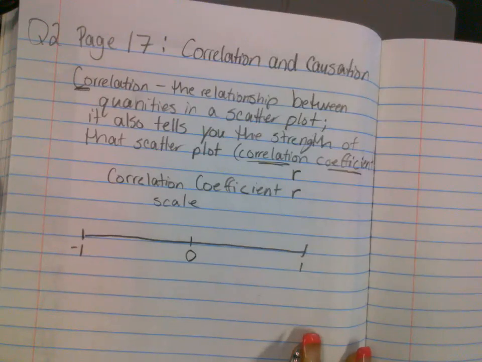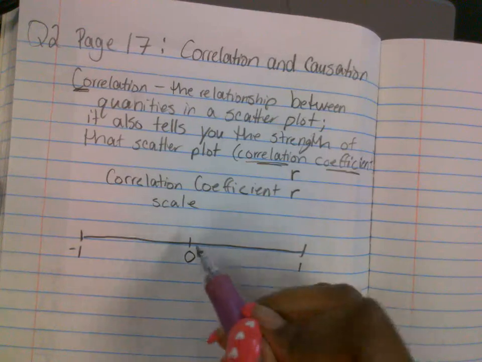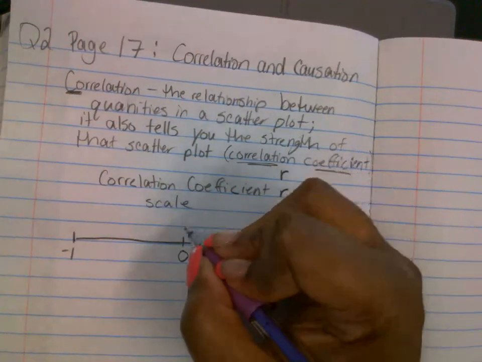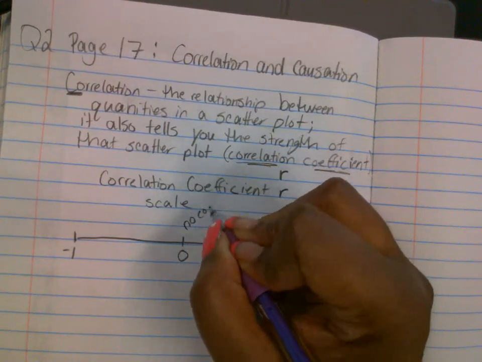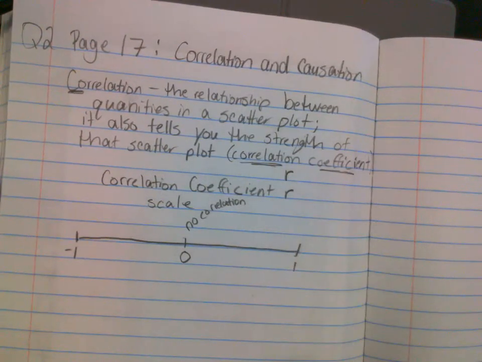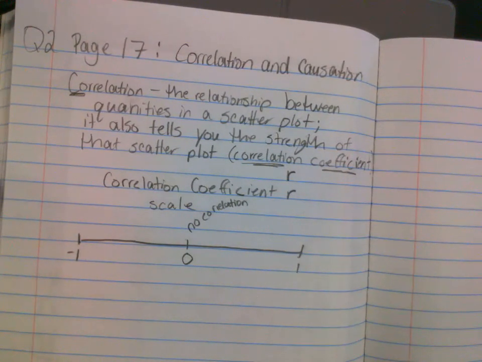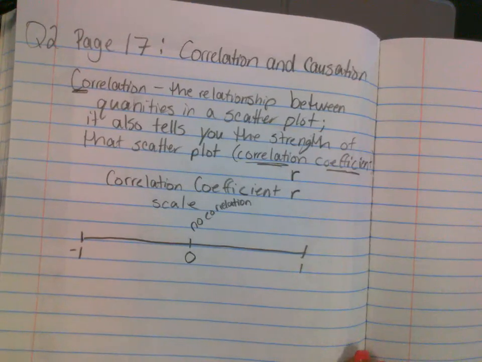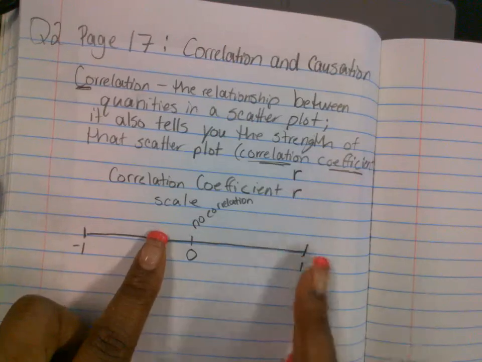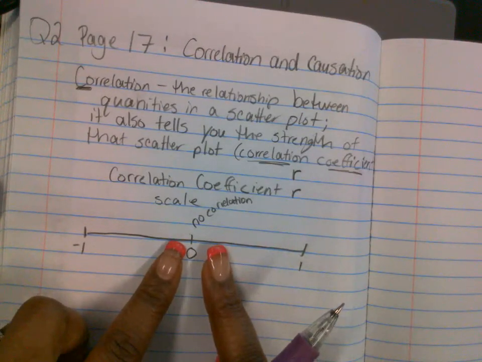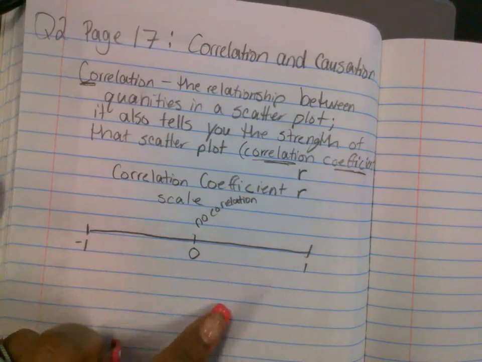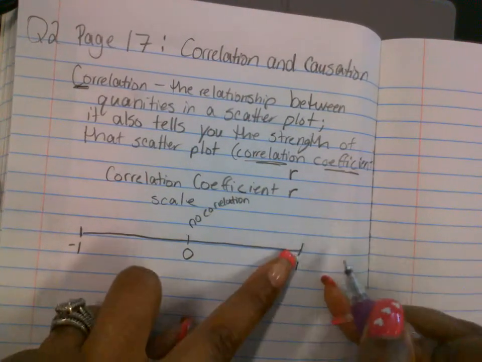All right, so I'm going to start with 0 in the middle. 0 in the middle means that there's no correlation. None whatsoever. So if your R is 0, it's absolutely no correlation at all. The closer your R gets to 0 makes it a weaker correlation because 0 means no correlation. Let's start with positive 1.